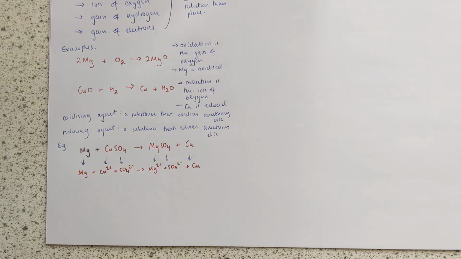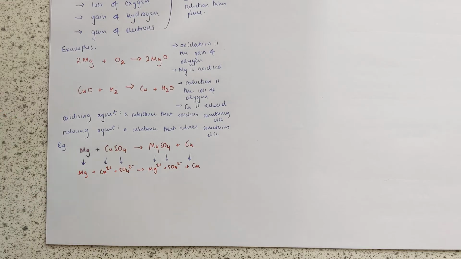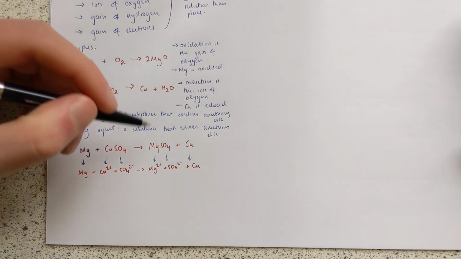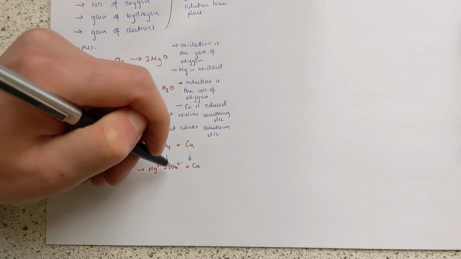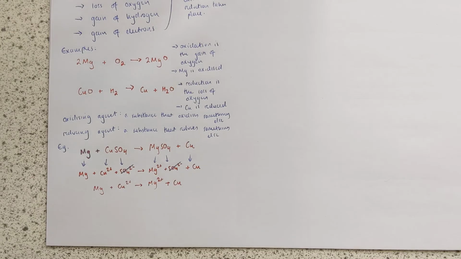Now what I notice here is that of the ions in this equation, one ion doesn't change, and it's the sulfate ion. Sulfate ion starts off as SO4 2- and finishes as SO4 2-. It's what we refer to as a spectator ion. It's an ion that doesn't really take part in a chemical reaction. And therefore, for the purposes of this question, I can take it out to make this into an ionic equation, where you're only showing the ions that are actually changing. Which leaves me with Mg plus Cu2+ goes to Mg2+ plus Cu.